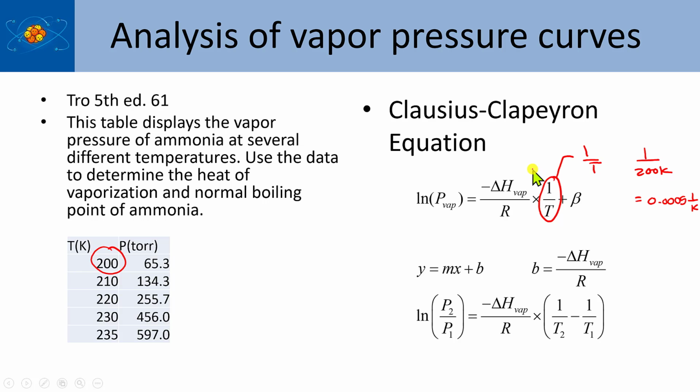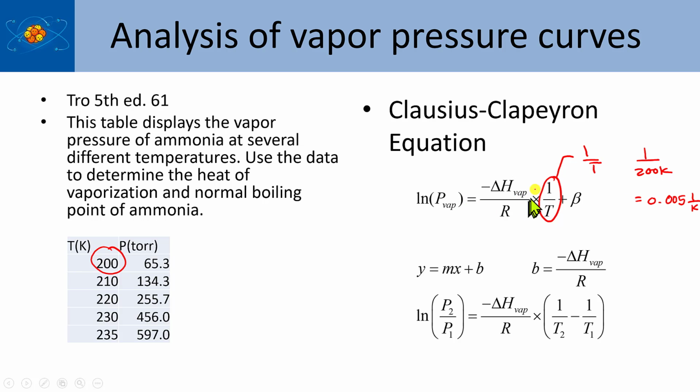No, sorry, I'll change that. 0.005. There we go. Per Kelvin is still the unit, though. Now, to get the y value, you have to use the natural log of the pressure. And that's just one of those functions on your calculator. And then you just graph that. And then you repeat that for this point, and then you would do that for this point.